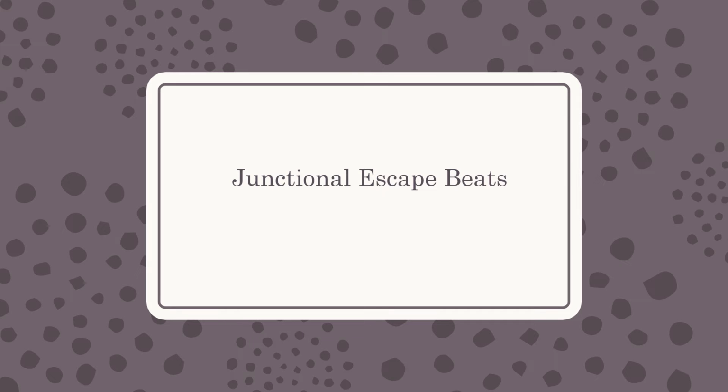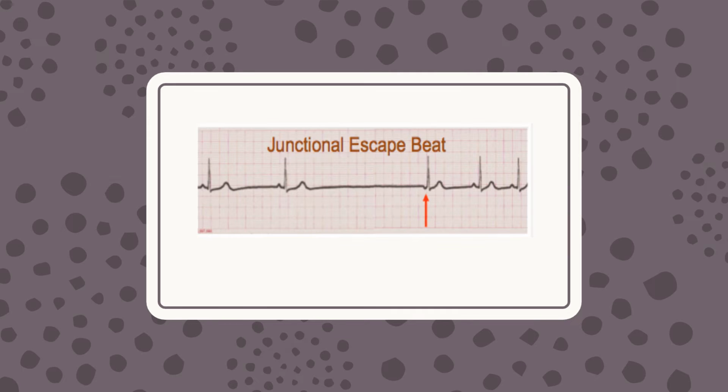Now we're going to go to the opposite end of the spectrum. We talked about PJCs being very irritable and coming in early. The impulse is very excited. It wants to generate early, basically. The opposite of that is a junctional escape beat. A junctional escape beat comes in late, and its purpose essentially is to save the heart. We have junctional escape beats, and as you'll find, we have ventricular escape beats.